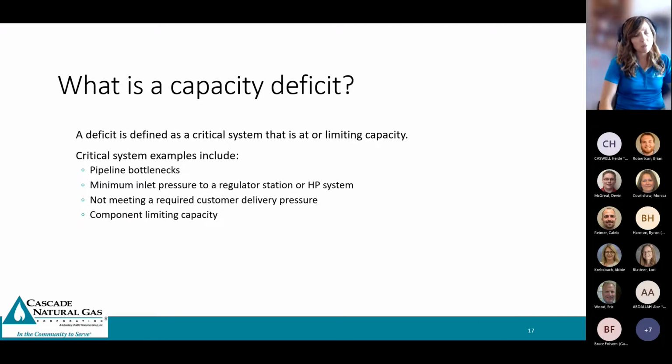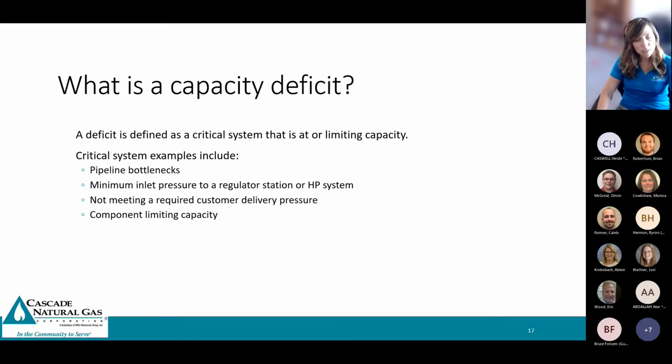Now I'm going to get into a little bit on what a capacity deficit is. A deficit is defined as a critical system that is at or limiting capacity. I'm going to give you a couple examples of what these are, because this is really what we talk about when we propose a reinforcement: it's to address a capacity deficit.